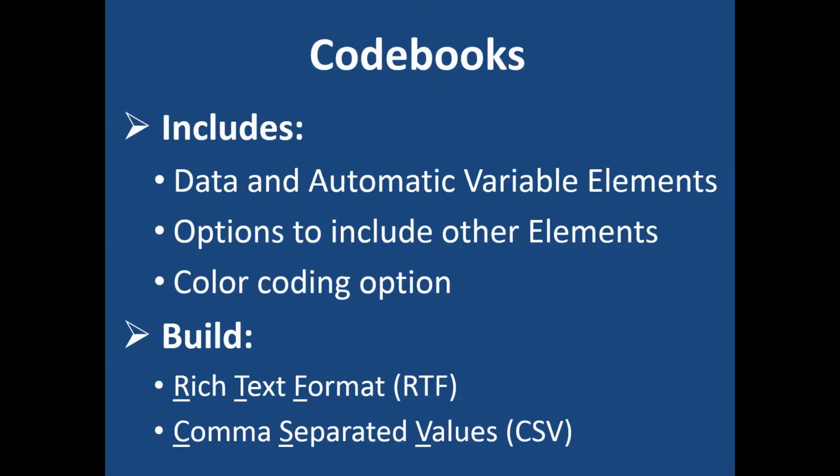However, the primary form of documentation for your questionnaire is a code book. By default, it lists all data and automatic variable elements, and there are options to include all other types of elements such as skips, edits, or information. There's also a color coding option. You can produce a code book in either rich text format, to be viewed in any word processing program, or in a comma-separated values format for importing into a spreadsheet.